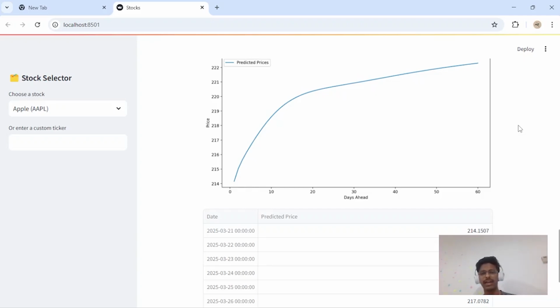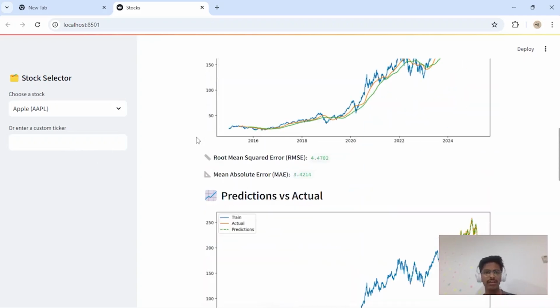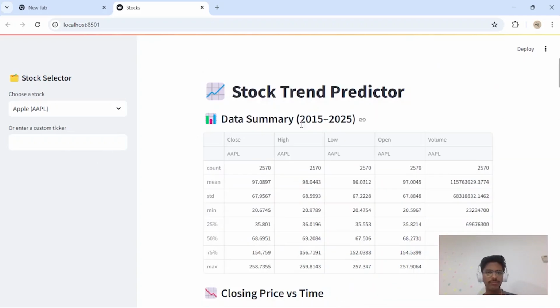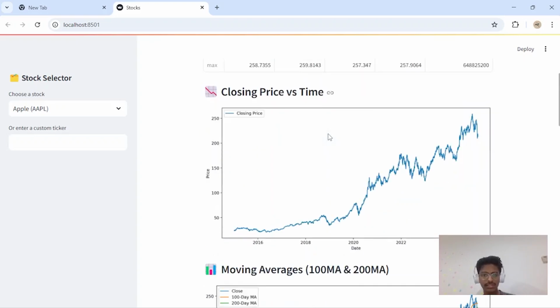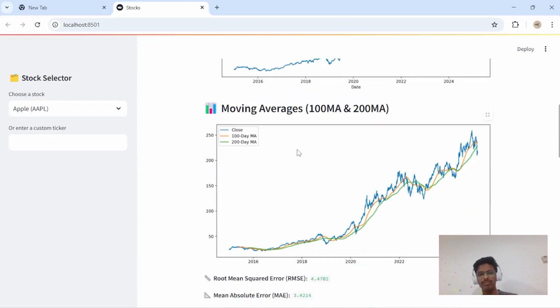The app starts by letting users select from a list of popular stocks or even enter their own stocks. It then fetches the historical stock data from 2015 to 2025 using the Y Finance library and displays useful visualizations like the closing price and moving averages to give users an overview of the trend.